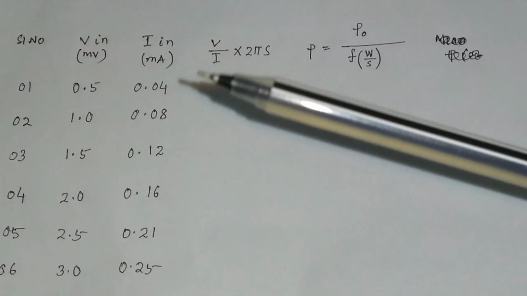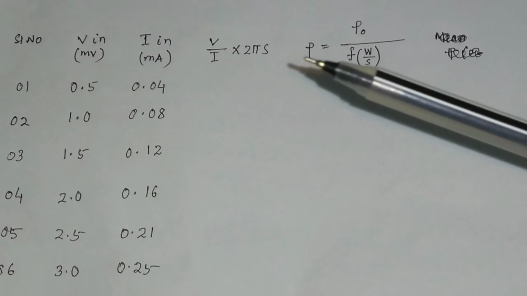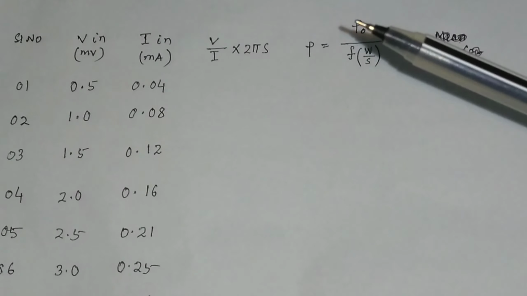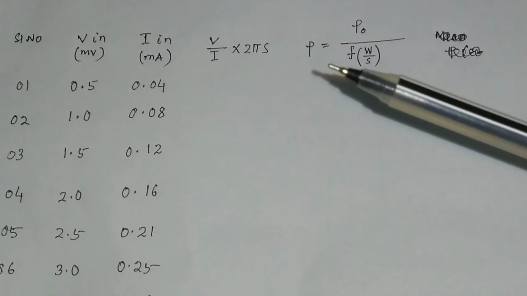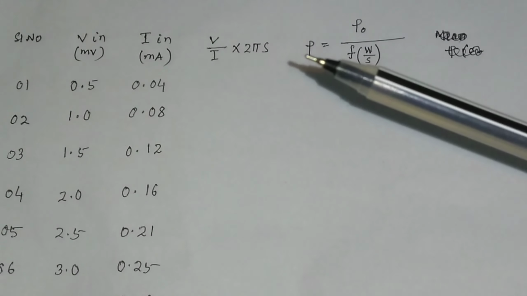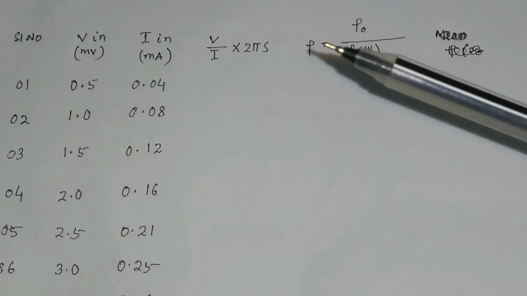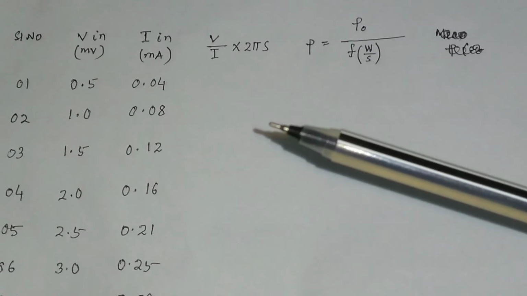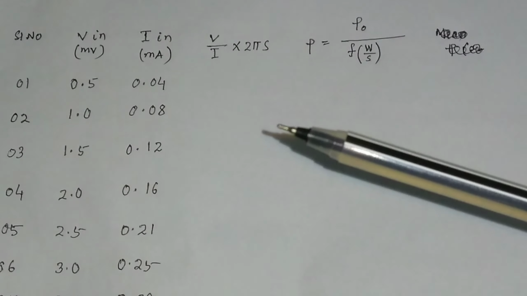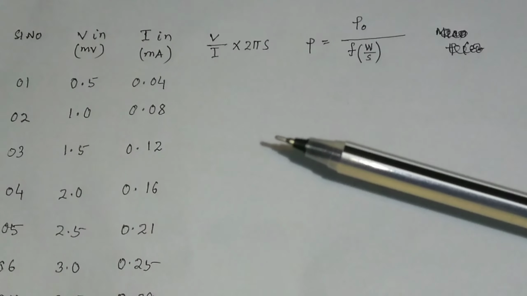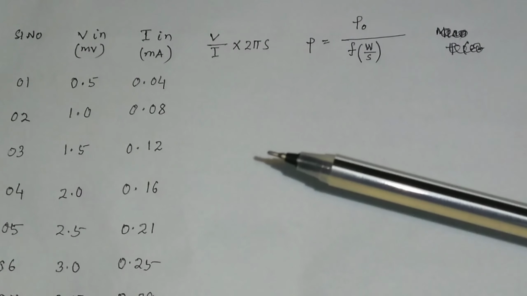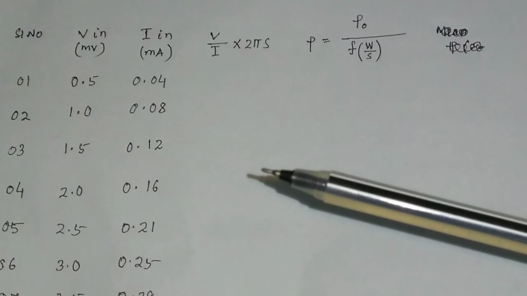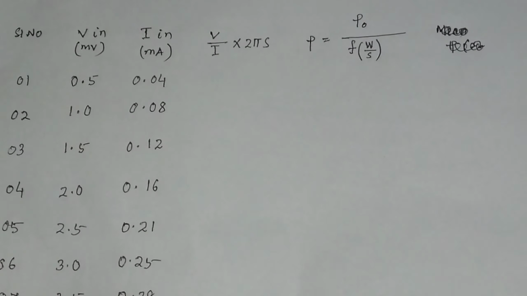Then after getting the value of rho 0, you divide the rho 0 value by f of W by S. If you divide rho 0 by f of W by S, you will get the value of the resistivity at the given temperature, and it will be within 50 ohm centimeter, because the resistivity of the semiconducting sample is very small. It lies within 50 ohm centimeter.